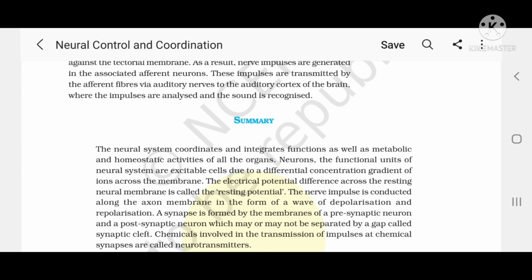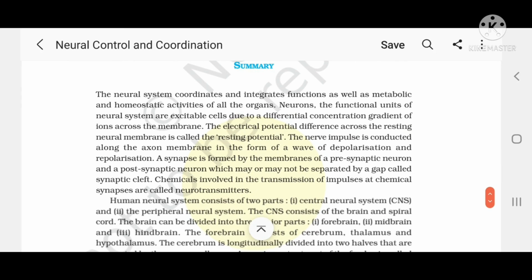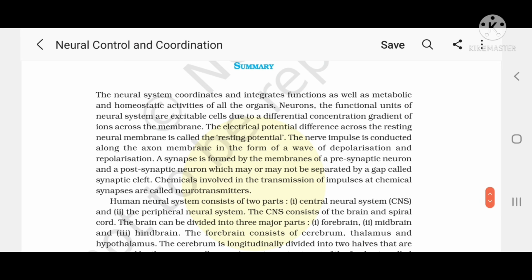Summary: The neural system coordinates and integrates functions as well as metabolic and homeostatic activities of all the organs. Neurons, the functional units of the neural system, are excitable cells due to differential concentration gradient of ions across the membrane. The electrical potential difference across the resting neural membrane is called the resting potential. The nerve impulse is conducted along the axon membrane in the form of a wave of depolarization and repolarization.